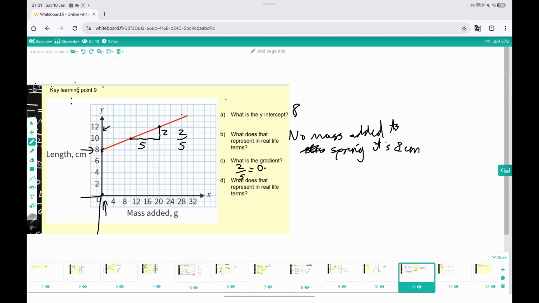Or 0.4. What does that mean in real life terms? Well, if there's a steepness of 0.4, it means for every 1 gram of mass we add along, we add 0.4 centimeters to the length of the spring. I'm not going to write it all out, but I'll just say it. What it means is that for every 1 gram we add, we go up by 0.4 centimeters in length.